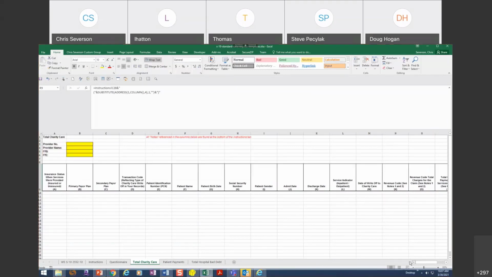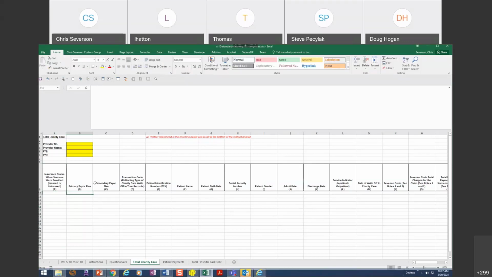But let's start off with the total charity care tab. Of course, you have some generic information at the top, provider number, fiscal year end, all of that. But then we start off with column A, asking whether the services were insured or uninsured. In other words, are they going to be on column 1 or column 2? Again, it's one big tab for this, but we do need to know which ones are insured or uninsured. Now, if you happen to separate these tabs into insured or uninsured, that's fine as well. But this works also. We can filter and sort by the insurance type.